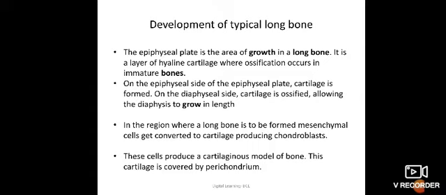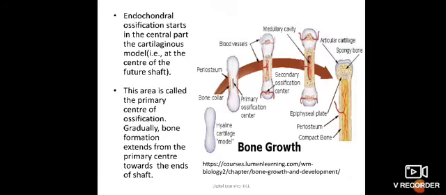In the region where long bone is to be formed, mesenchymal cells get converted to cartilage, producing chondroblasts. These cells produce a cartilaginous model of bone. This cartilage is covered by perichondrium. Endochondral ossification starts in the central part of the cartilaginous model, that is, at the center of the future shaft.